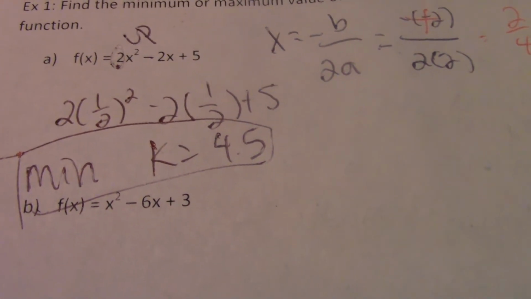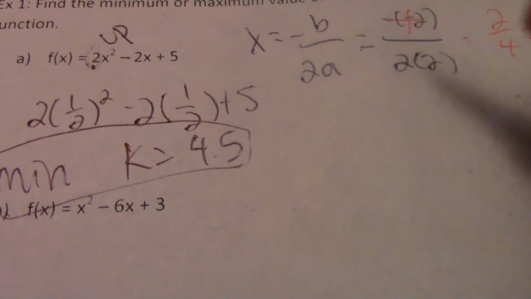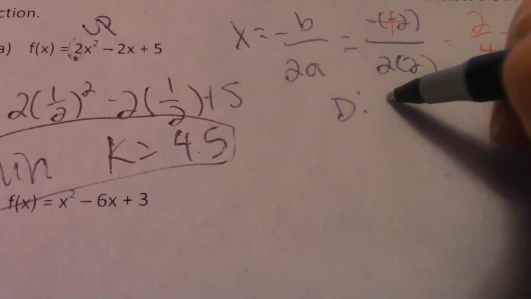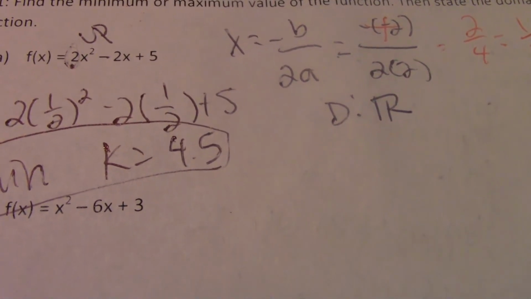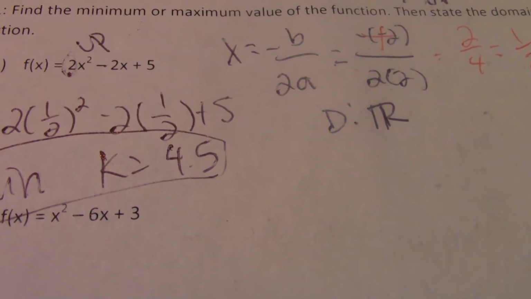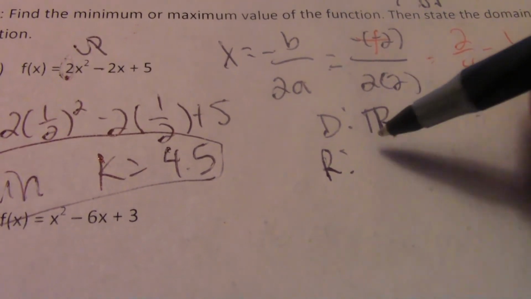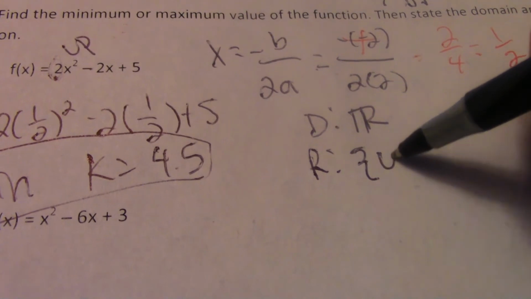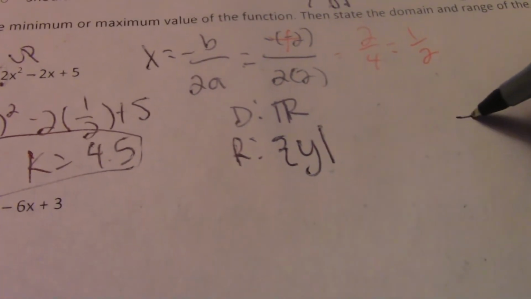The other thing we need to know is our domain and range. Remember I said the domain is always all real numbers. We're going to write it just like that, the funny looking R thing. The range, it's going to change each time. It's going to look just like this.